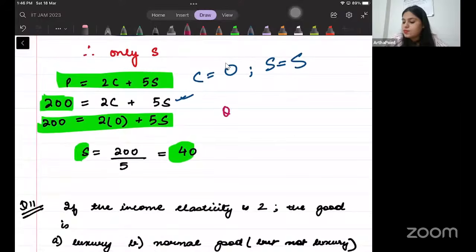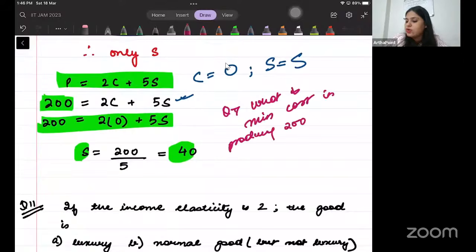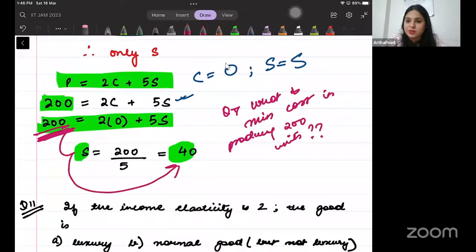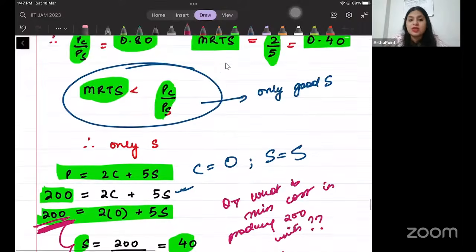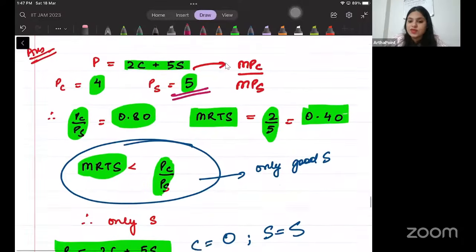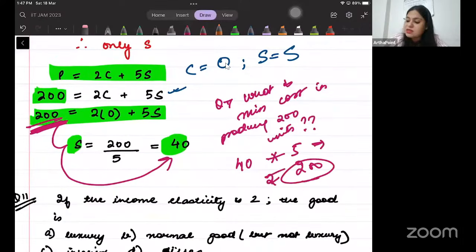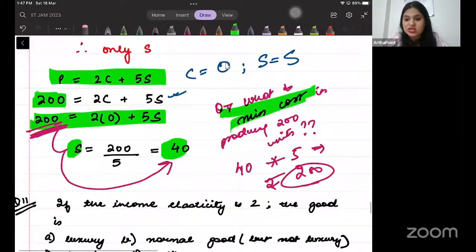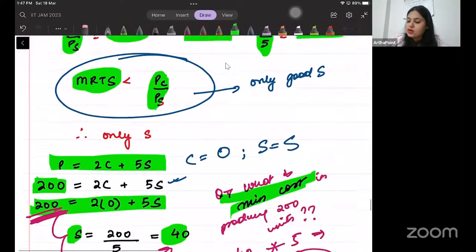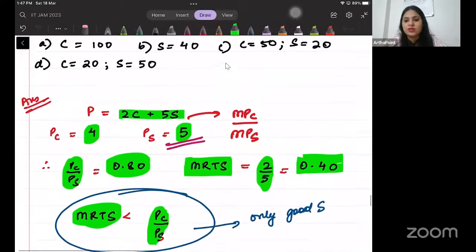Suppose they had asked you, what is the minimum cost in producing 200 units? I know that to produce 200 units, I have to use 40 soybean. Each soybean costs me 5, so 40 into 5 means I will be spending 200 rupees. Sometimes they may ask you for the minimum cost, and you should be able to find that also. For now, the answer is S is equal to 40.